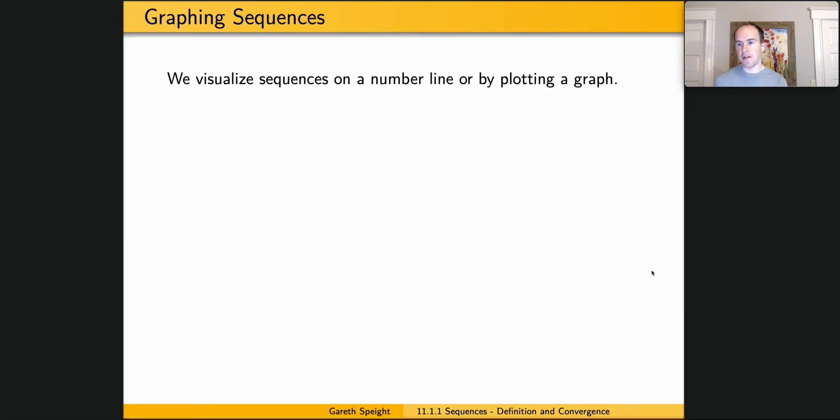Okay, how can we represent sequences? So like with functions, we have a way of representing them visually. We do the same thing with sequences. So we can either just plot all the points on a number line, or we can plot a graph of n against an. So for instance, here's the sequence n over n plus 1. It has terms 1 over 2, 2 over 3, 3 over 4, 4 over 5, and so on. The 99th term would be 99 over 100.